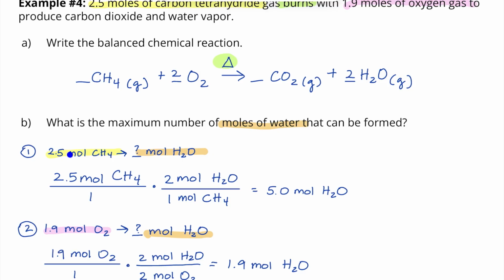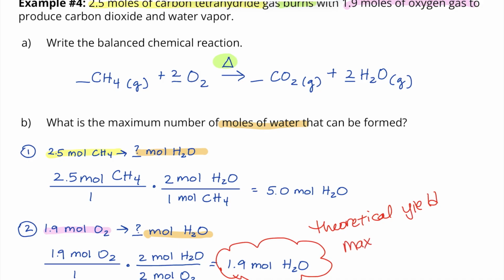So from both of those, my 2.5 moles of CH4 produced 5.0 moles of H2O. My 1.9 moles of O2 produced 1.9 moles of H2O. So what is the maximum amount that can be formed? Well, whatever is smallest is the maximum amount that can be produced. So this is our theoretical yield, or the maximum amount that can be produced. Our oxygen, in this case, is our limiting reactant. It's going to run out first. That makes our CH4 our excess reactant.